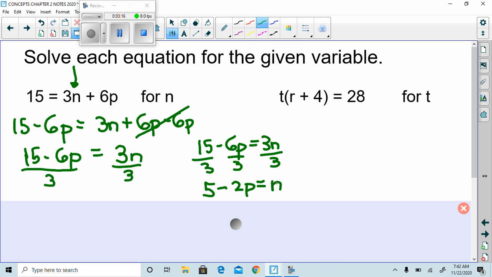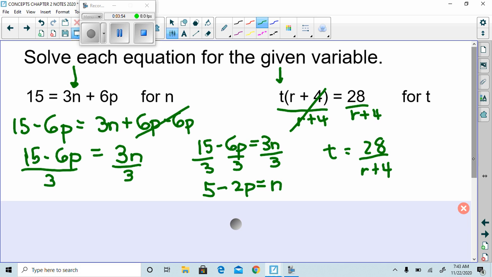Each of these additional problems are going to be slightly different. In the second problem, you see that t is multiplied by the expression r plus 4. My goal, again, highlighting here that I'm solving for t. It's connected by multiplication, so my inverse would be division. Let's divide both sides by r plus 4. Canceling on the left, I get t is equal to 28 divided by r plus 4. And that's all there is to that one. That was a one step.